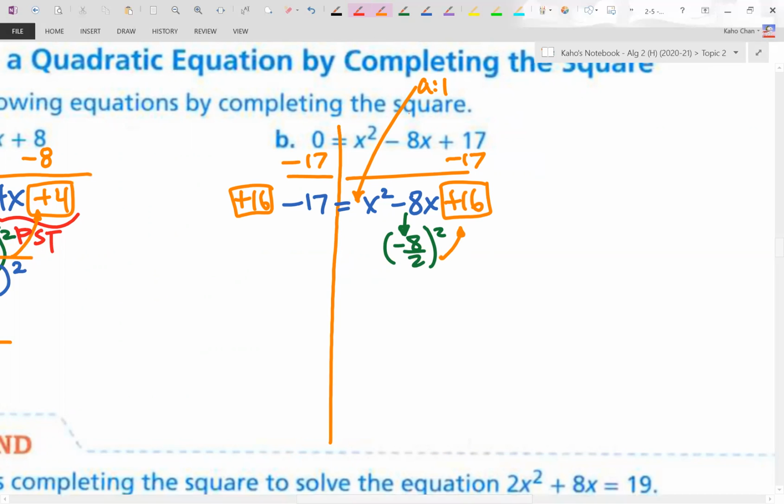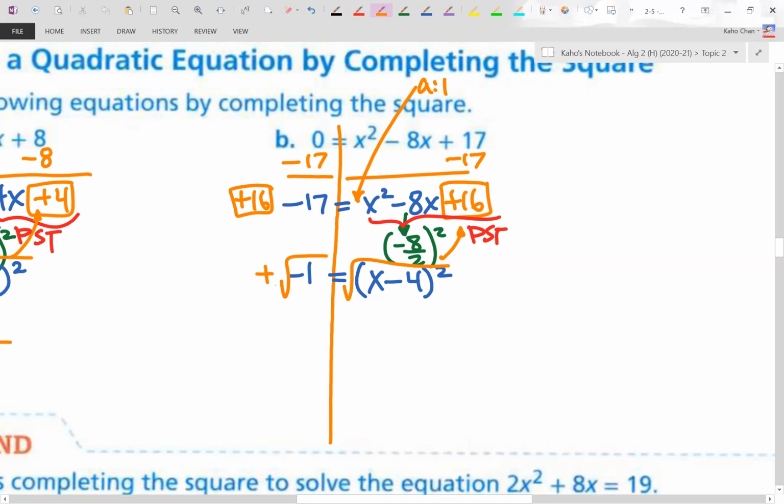Like that. This creates a perfect square trinomial, and that perfect square trinomial can be factored: x minus 4 times x minus 4, or simply x minus 4 squared. On the other side, I'm going to get another negative number. Oh no. When you square root a negative number, it does produce an imaginary unit i. The square root goes away.